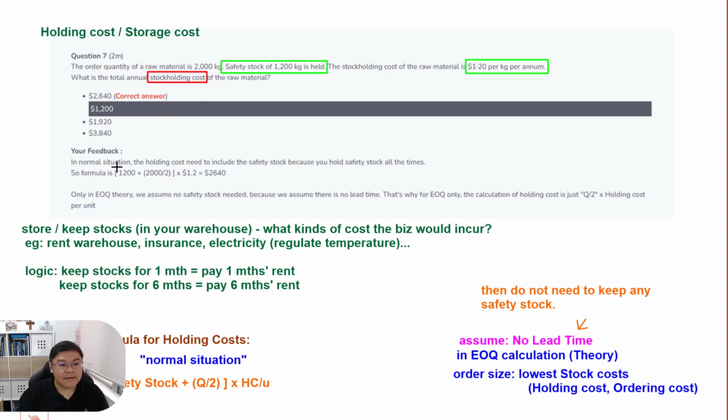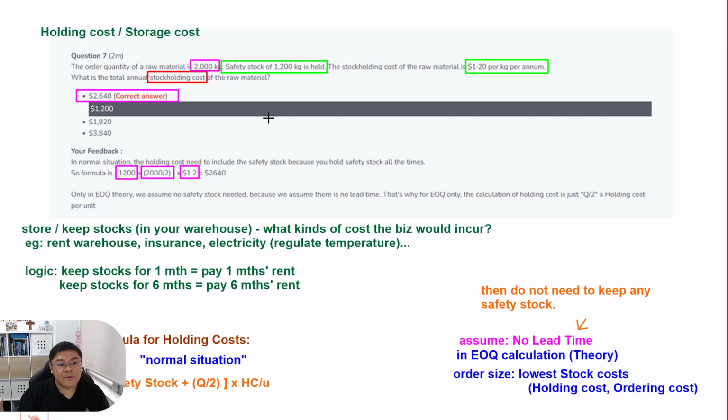Now you see, I take Q divided by 2. Sorry, Q is 2,000. That's the order size. So Q divided by 2, and then I add together with the safety stock. When you add them together, you get 2,200. And every kilo your holding cost is 1.2. So that's why your cost is 2,640. So the correct answer is this.